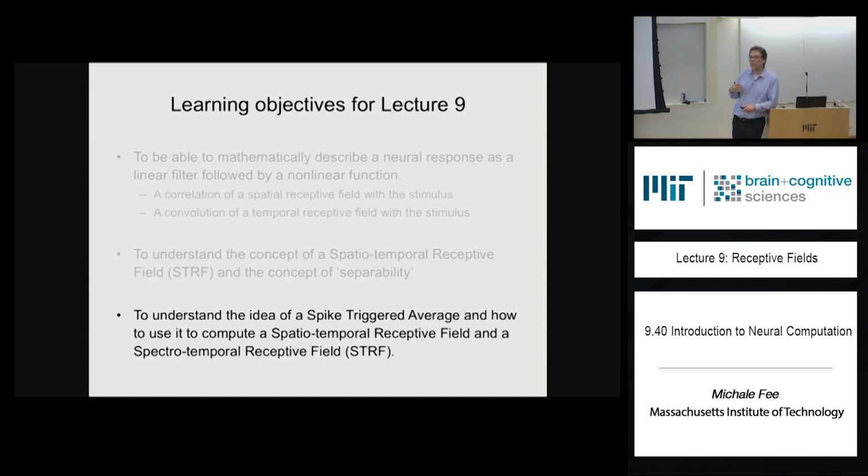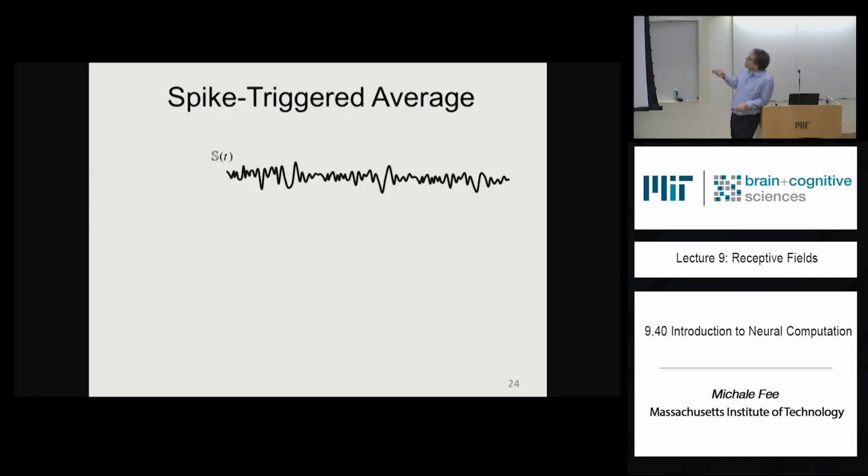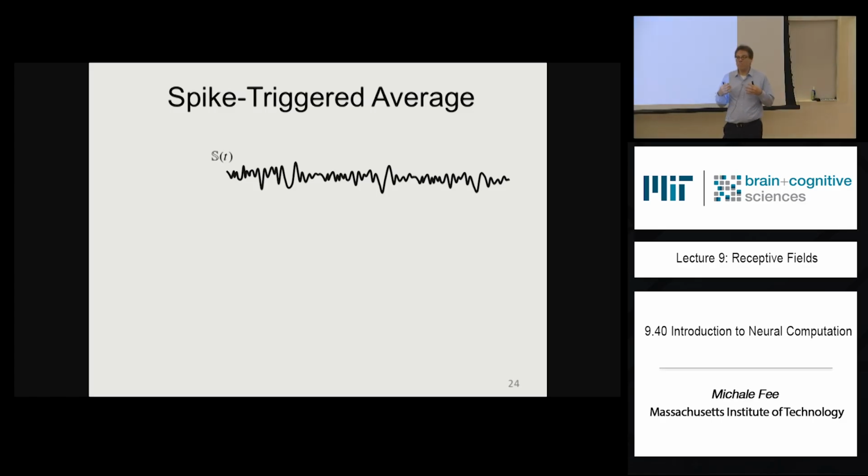And so people have worked out ways of discovering the receptive fields of neurons in a much more systematic way. And that's what we're going to talk about next, the idea of a spike-triggered average. Okay? So here's the idea. We're going to take a stimulus, and we're just going to make noise. Okay, just a very noisy stimulus.